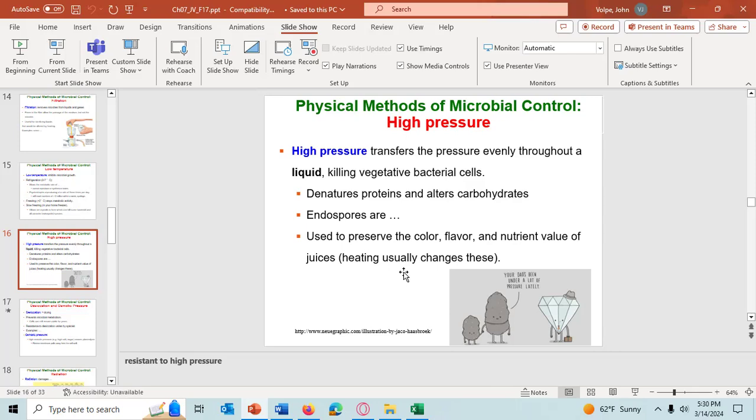Heating usually changes the color, the flavor, and the nutrient value. For example, vitamin C would be destroyed if you were to heat it, at least to boiling temperature.